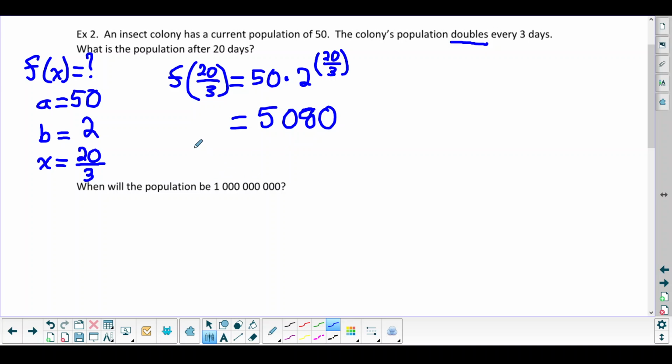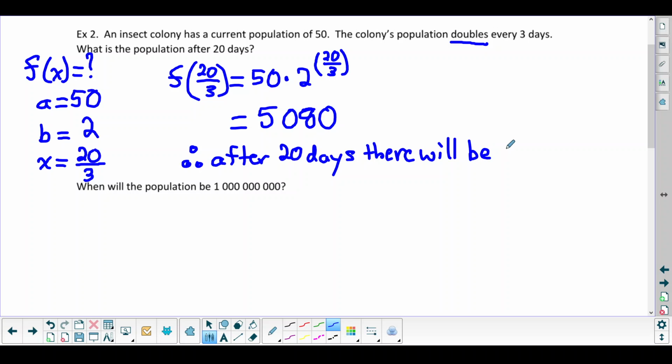And we can write a little conclusion here. So therefore, after 20 days, there will be 5,080 insects.